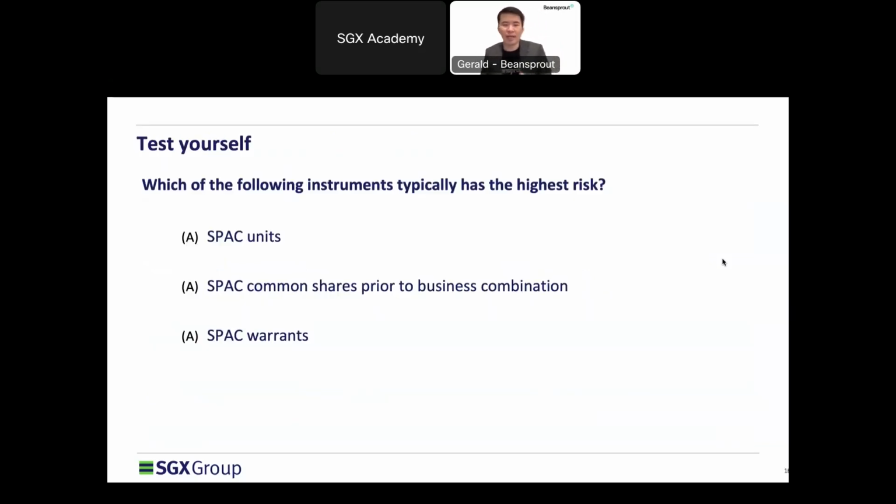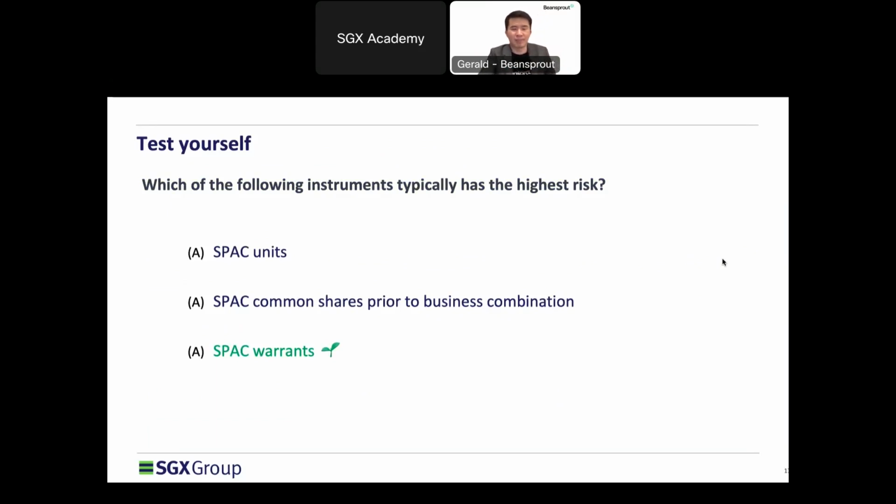Okay, so with that, I'll just do a quick quiz. You can test yourself based on what I've shared in the first part of today's sharing. Which of the following instruments typically has the highest risk? Number one, is it the SPAC units? Number two, the common shares prior to the business combination? Or number three, the SPAC warrants?